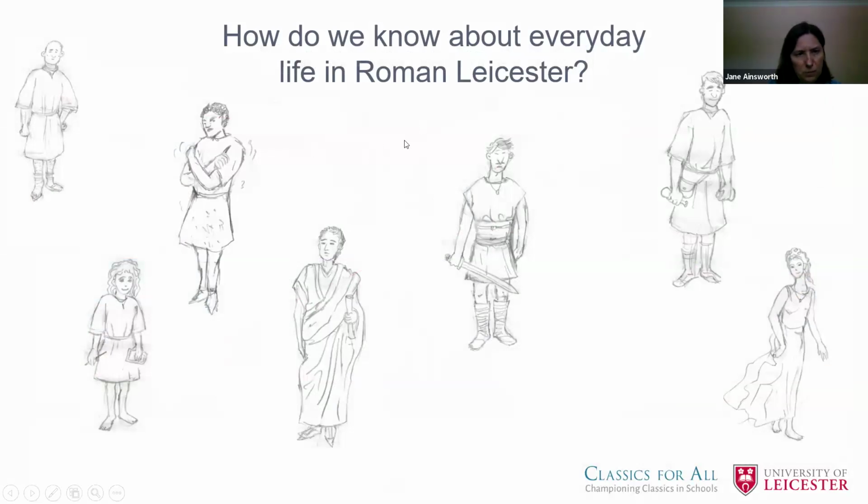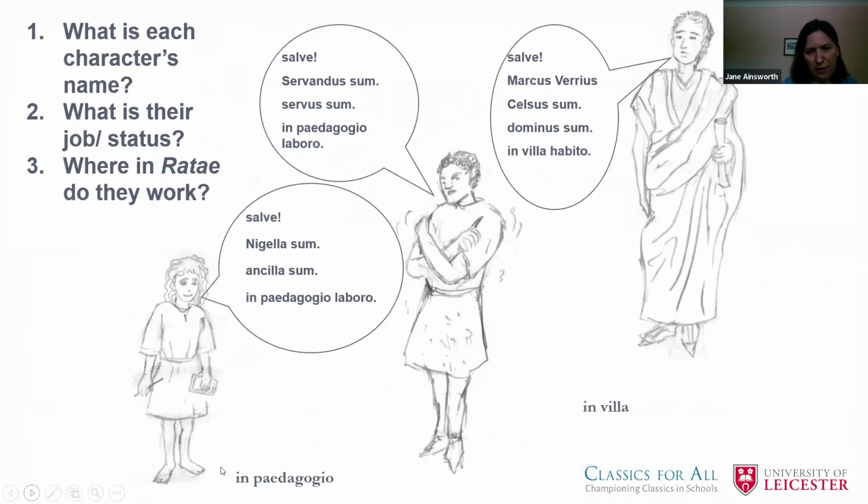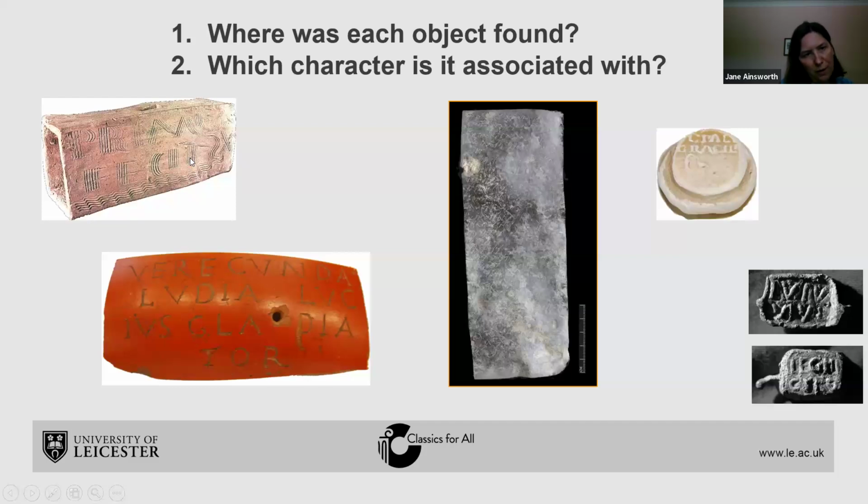We have our 7 characters there, and they introduce themselves, and I would get you to link the character to where they're found, and it tells you at the top where they are in the Latin. So you can see these 2 are in the Forum, these 2 are somewhere in the town, and then the other 3 are in the house. And then I would get you to work out from the object cards where each of these objects were found, and then you would work out how we've got each character from each of the objects.